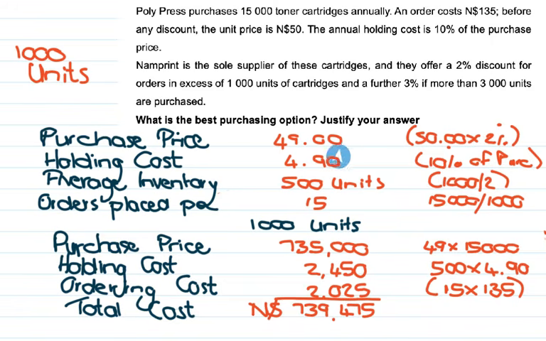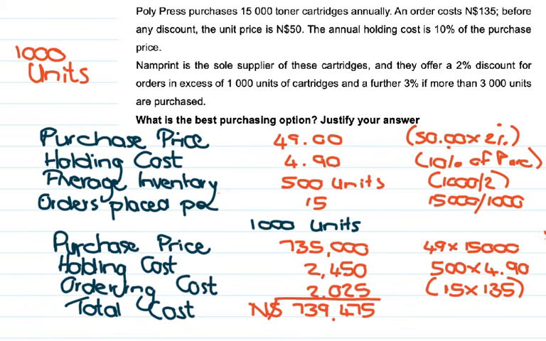Again, I have my purchase price. You will remember, because I ordered 1,000 units, I will now get 2% discount. So my purchase price is lower. My holding cost will be lower because it is linked to my purchase price. My average inventory is now 1,000 units divided by 2 equals 500.